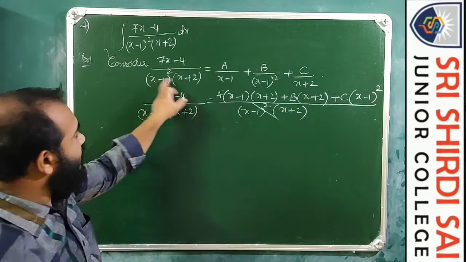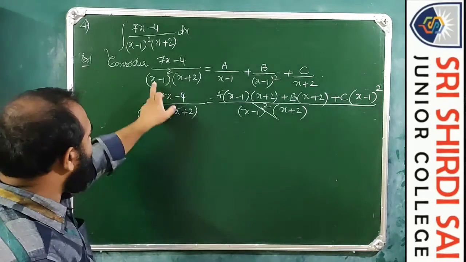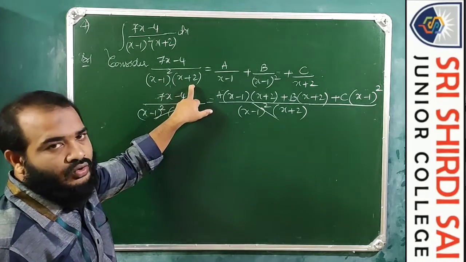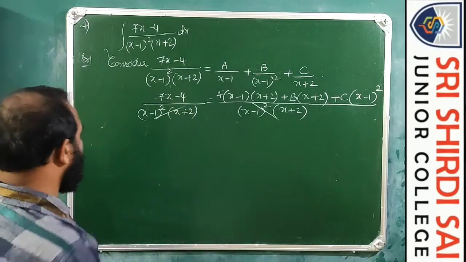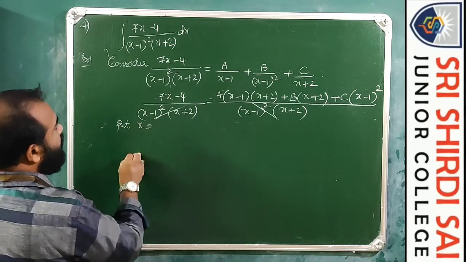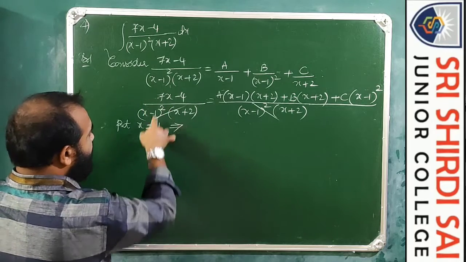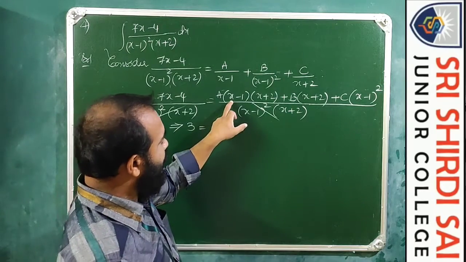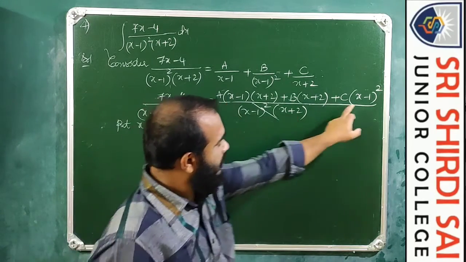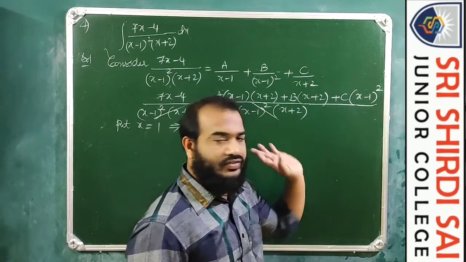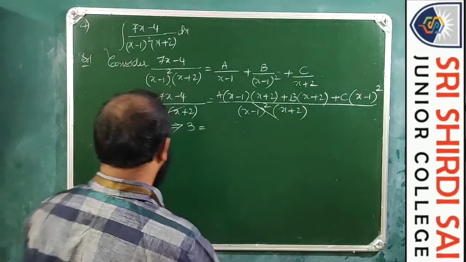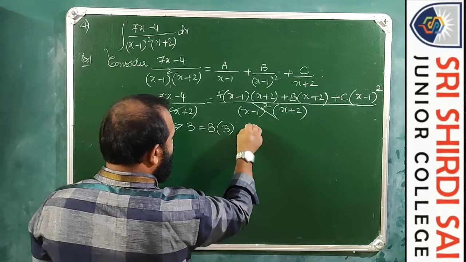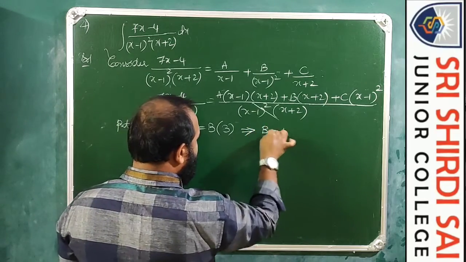Now x - 1 and x + 2 are the factors. On equating them to 0, x = 1 and x = -2 are the roots or solutions we are going to get. So substituting them, put x = 1: 7 ones are 7, 7 minus 4 is 3. On the right, substituting 1 here, 1 minus 1 is 0, squared into C is 0. So we are only left with the middle term, B into (1 + 2) which is 3. So 3B = 3, B = 1.